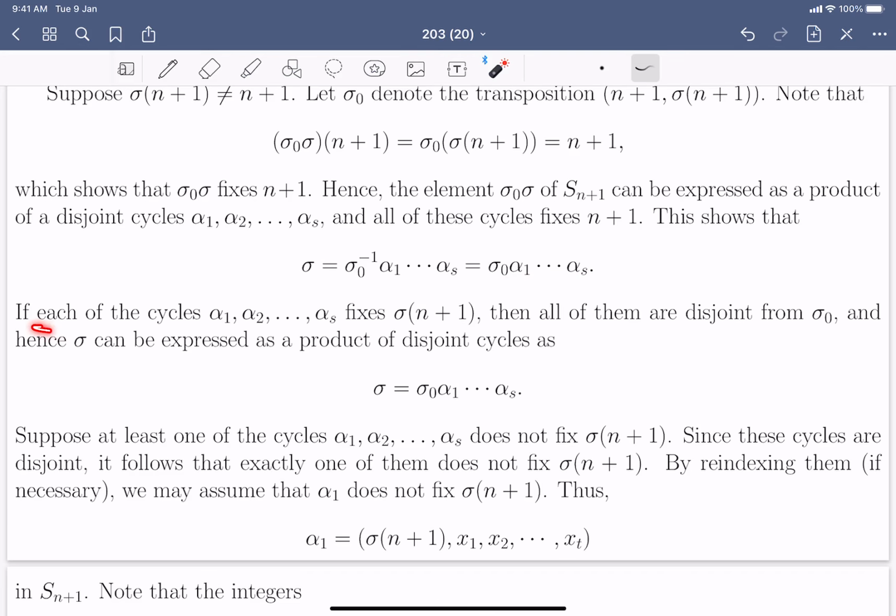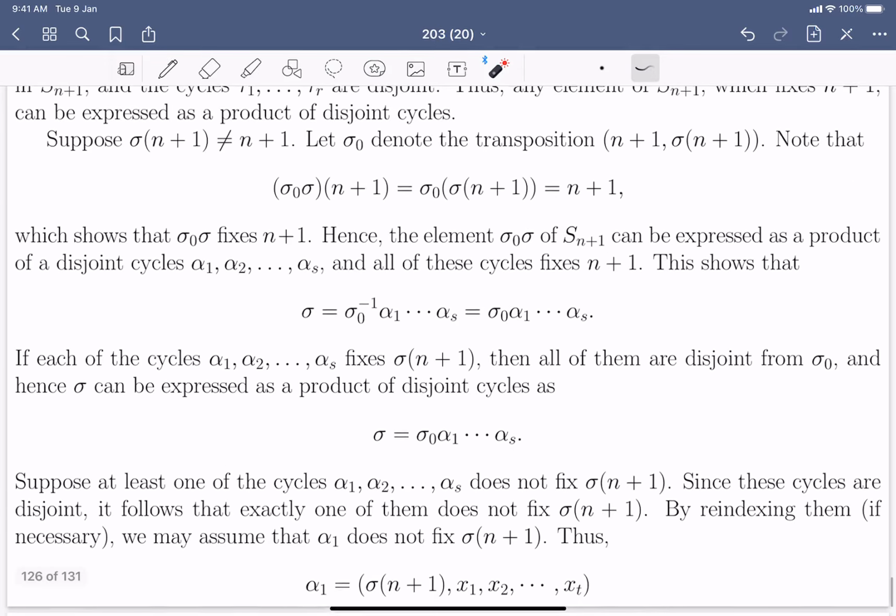Now note that if each of the cycles alpha 1, alpha 2, up to alpha s fixes sigma n plus 1, then all of them are disjoint from sigma naught. Then this permutation sigma can be expressed as a product of disjoint cycles, sigma naught times alpha 1 up to alpha s. So why is that the case?